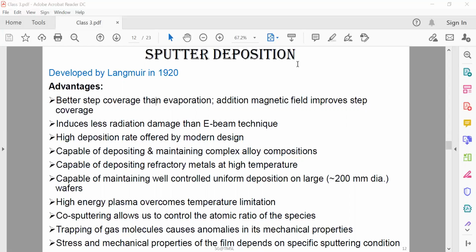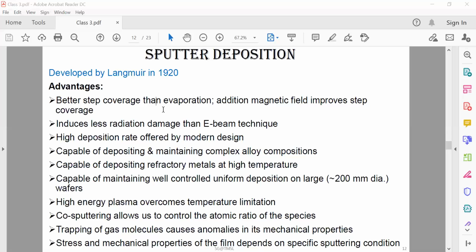It has certain advantages. What are those advantages? The sputtering technique will have better step coverage than evaporation. Addition of a magnetic field improves this step coverage. This is important because in interconnect metallization, the surface of the MEMS after machining at the beginning of the process is not uniform or planar. There will be a lot of ups and downs, meaning certain steps over the surface. That is also true in VLSI.